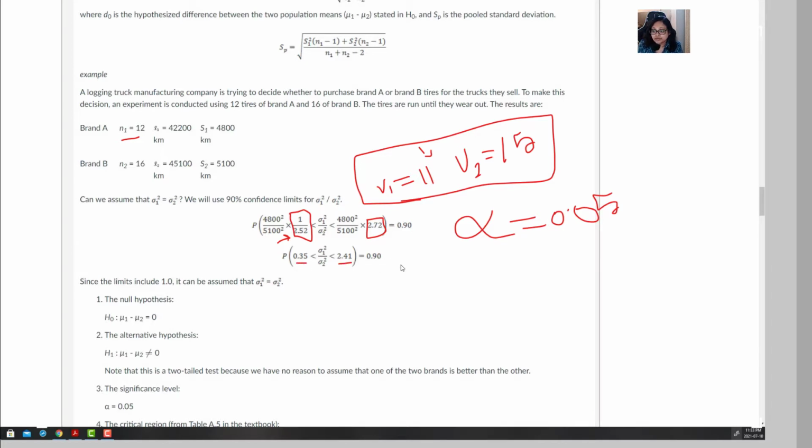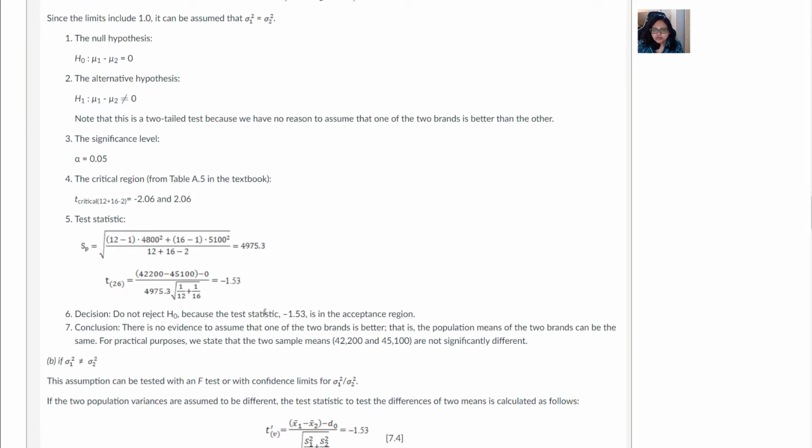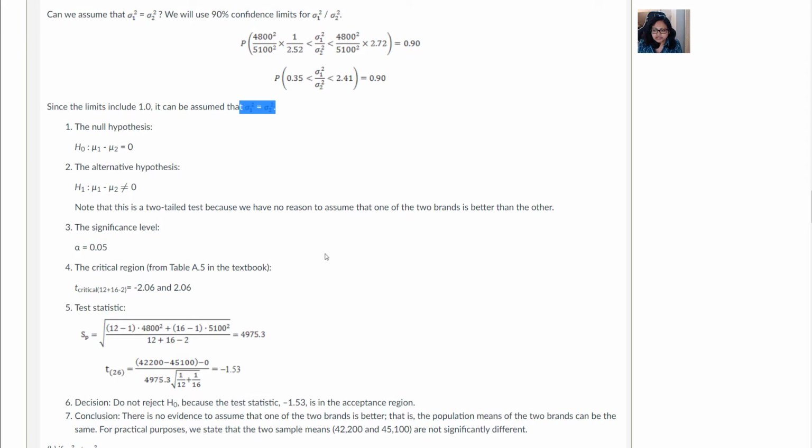If this confidence interval includes 1, then we can say that the ratio is 1, that means they are the same. So you can see that this interval actually includes 1. That's why we say that we assume that they are actually the same. If it doesn't include 1, then we can say that they are actually different.